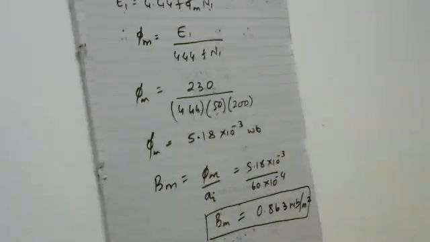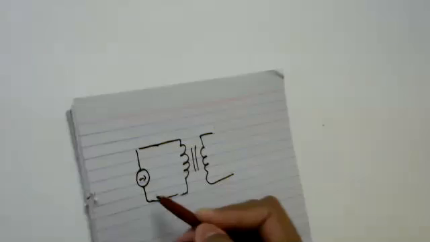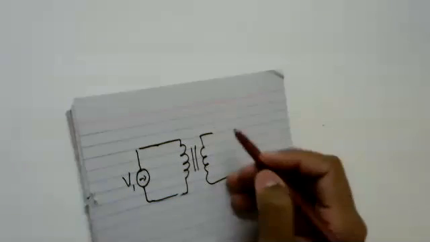Okay, so as people have raised a question about the difference between writing V1 and E1, I would like to address it. Let me say that this is the primary winding of a transformer. This is the secondary winding. The primary winding is going to be excited with the help of an AC voltage source V1.